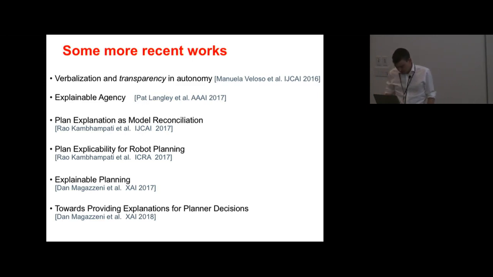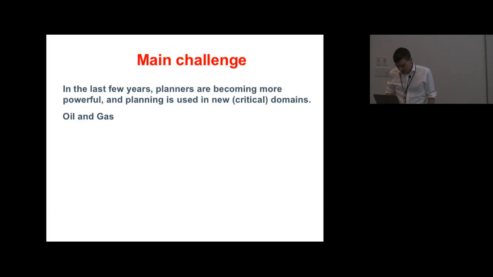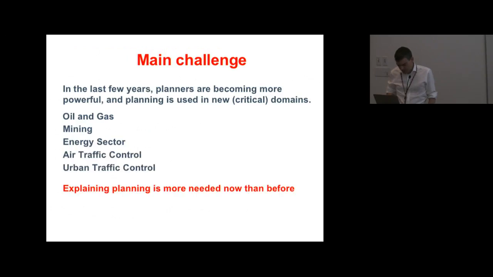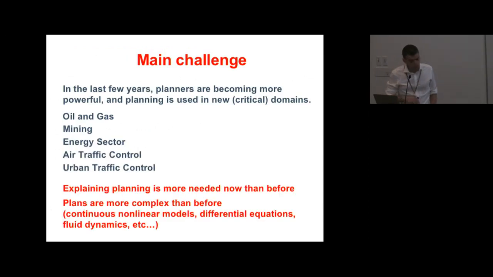Now, the problem is that nowadays planning has been used in many critical domains. I mentioned some of them, and plans are also more complex than before. Particularly also when you go to robotics, things get complicated. So explaining things becomes more important on one end, but also more challenging.